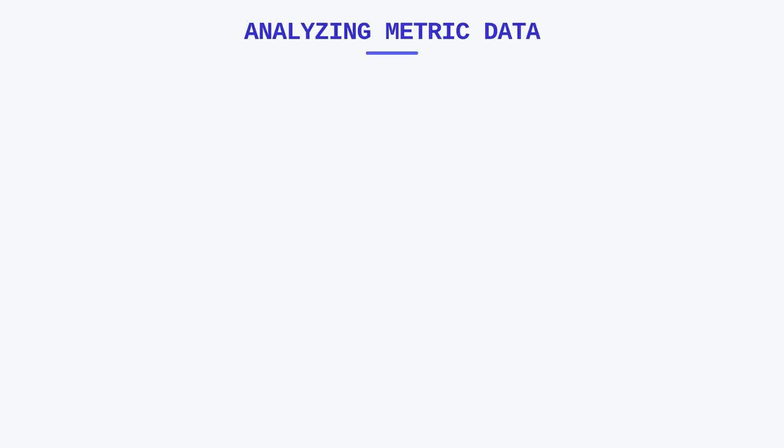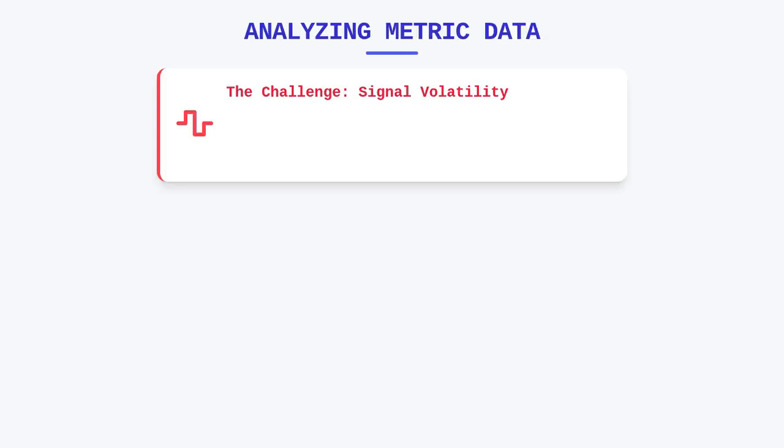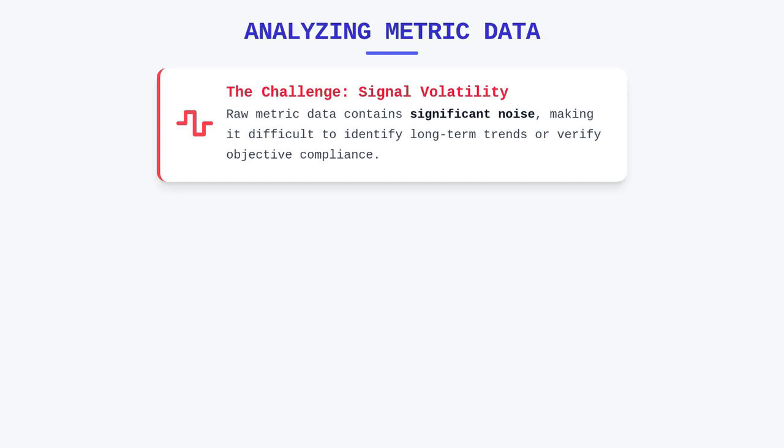When we approach the analysis of metric data, we often deal with volatile signals that contain significant noise, making it difficult to discern long-term trends or verify compliance against predefined objectives. Time window functions provide a necessary mechanism to smooth this volatility by aggregating data points over defined durations, rather than treating every individual data point as an absolute truth.